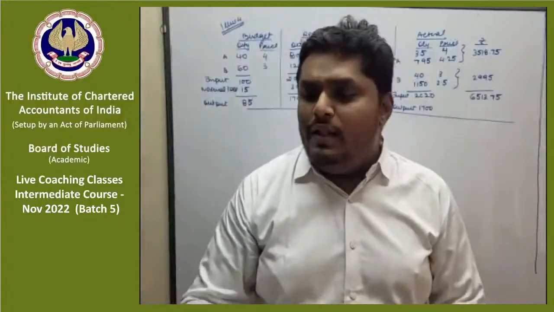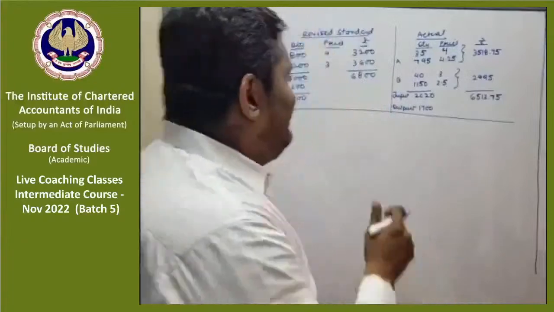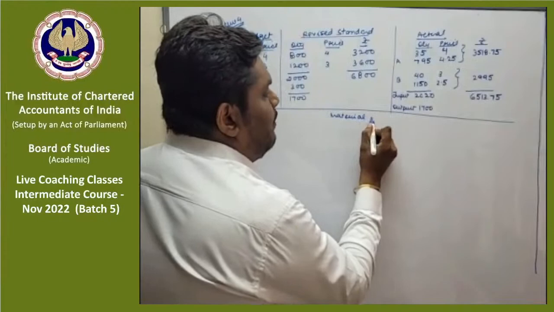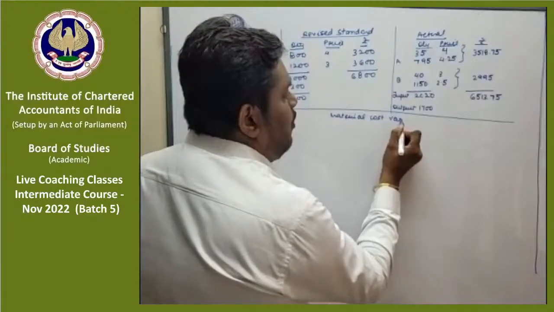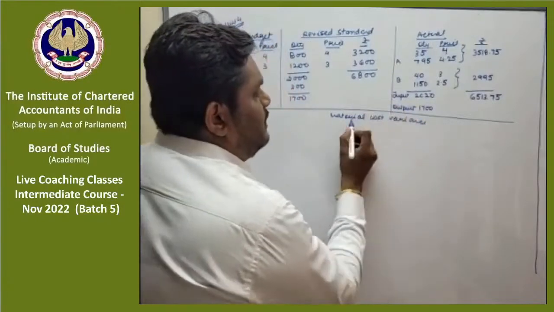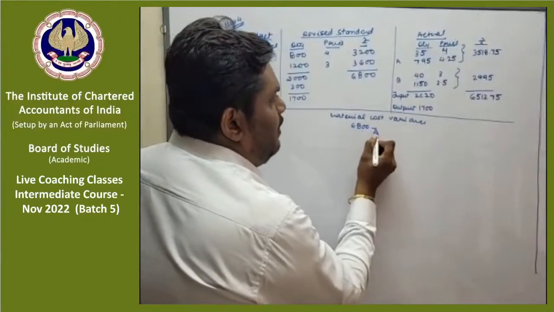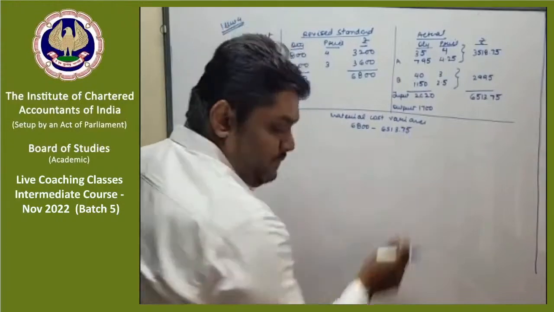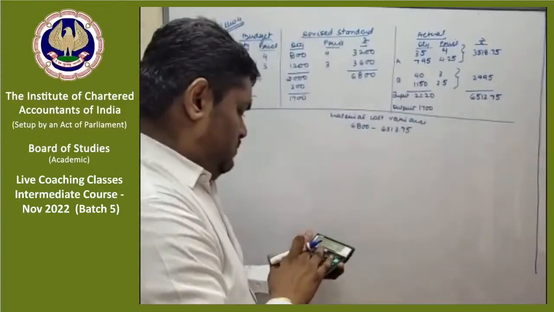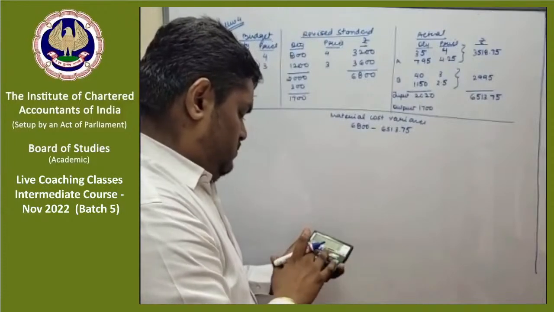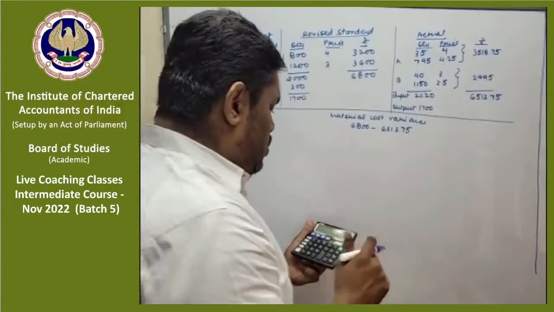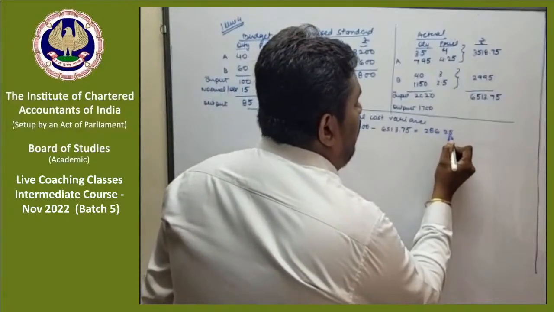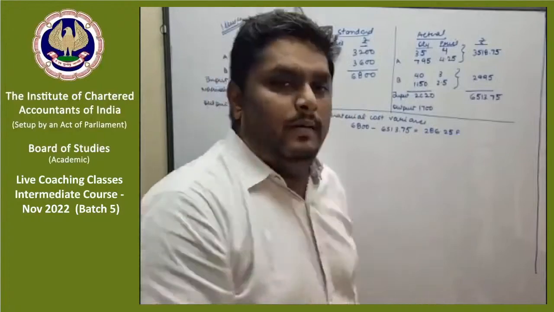Now we are done with all the hard work. Now let's calculate the variance. The first variance, material cost variance. Very simple, guys. 6,800 minus 6513.75 is 286.25. Favorable.